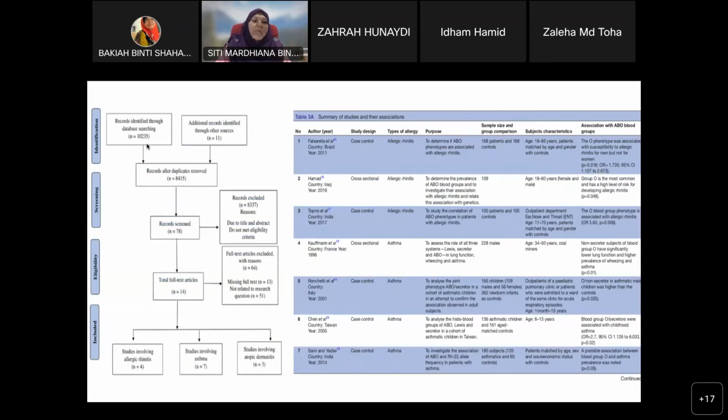But to be safe, you should have at least two major databases, meaning big databases, for example, like PubMed or EBSCO or Ovid. Okay. And then we also identified through other sources, and removed duplicates by using EndNote. We come up with 8,415.